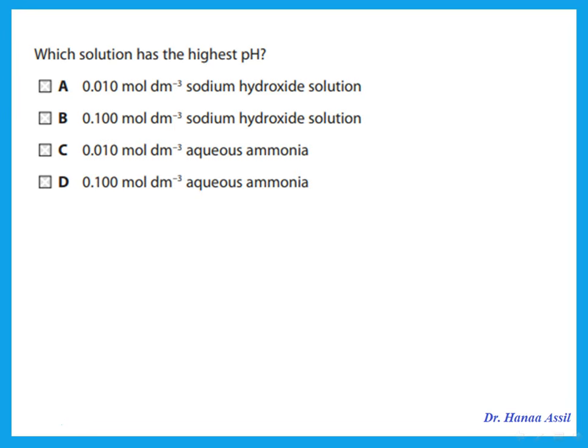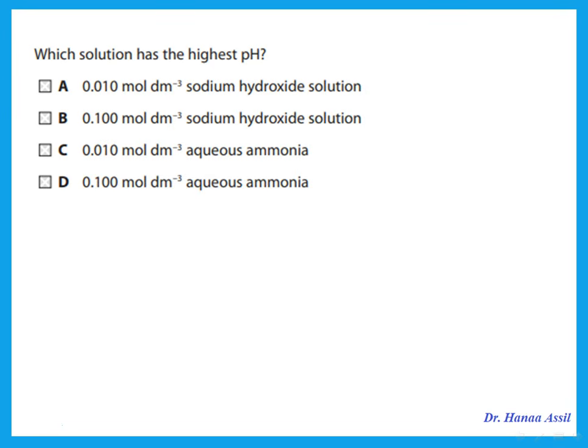Which solution has the highest pH? We have different solutions here. First of all, to have a higher pH, it has to be a stronger base. So is it sodium hydroxide or ammonia? It has to be sodium hydroxide that will have a higher pH.